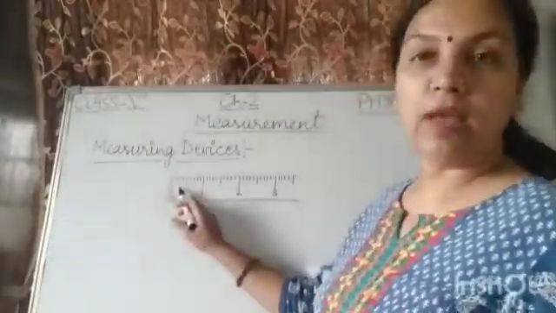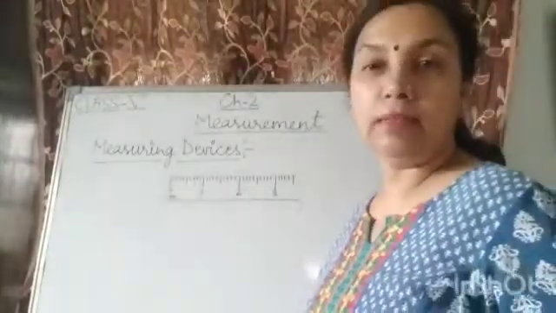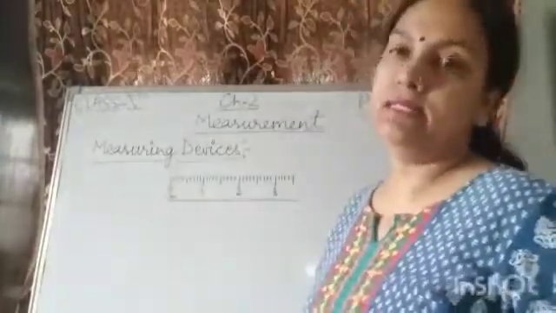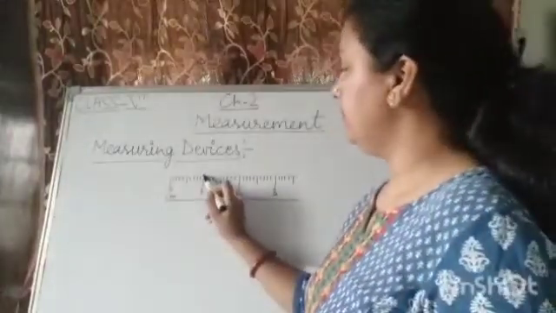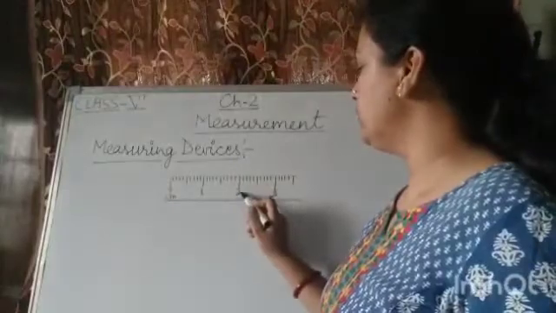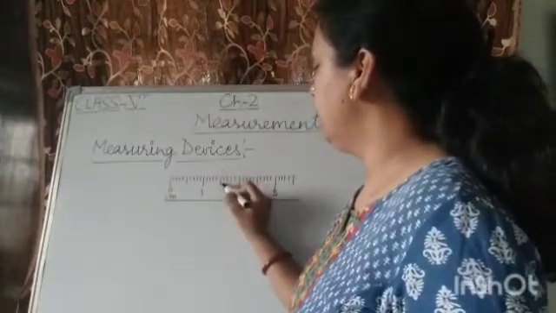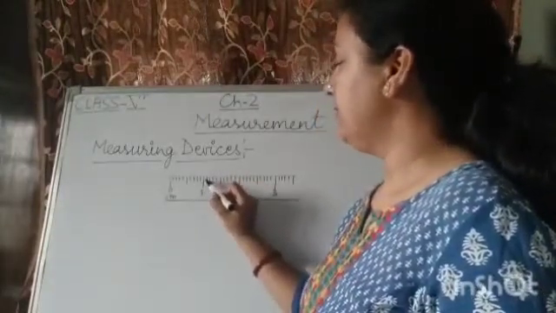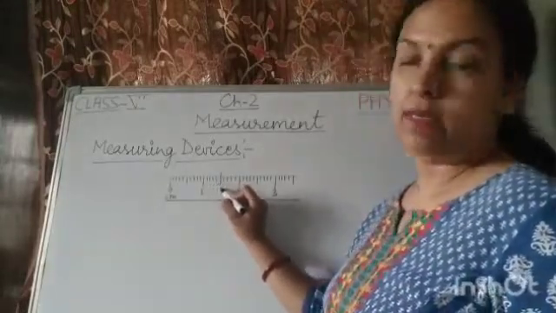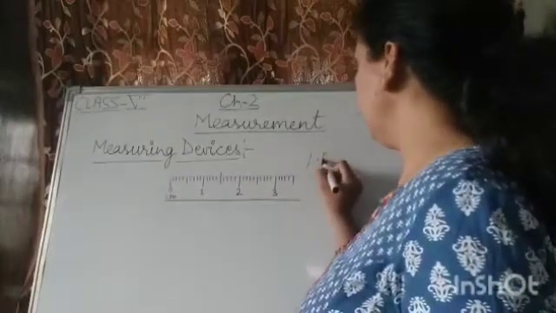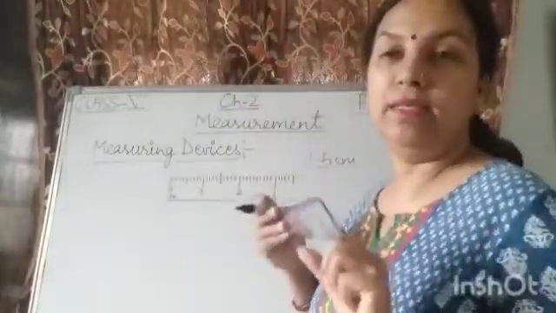So these small lines represent millimeters, and 10 millimeters make 1 centimeter. So if we read the scale, here it will be 1 centimeter, 2 centimeter, 3 centimeter. If we take this point, then it will be called 1 centimeter, then 1, 2, 3, 4, 5, so 1 centimeter and 5 millimeter. Also we can say 1.5 centimeter. Okay, like this you have to read the scale.